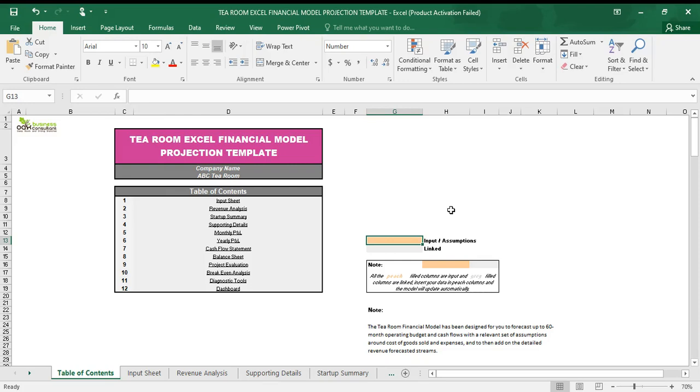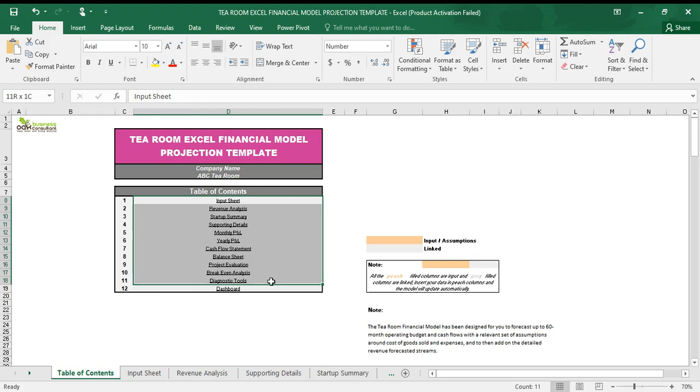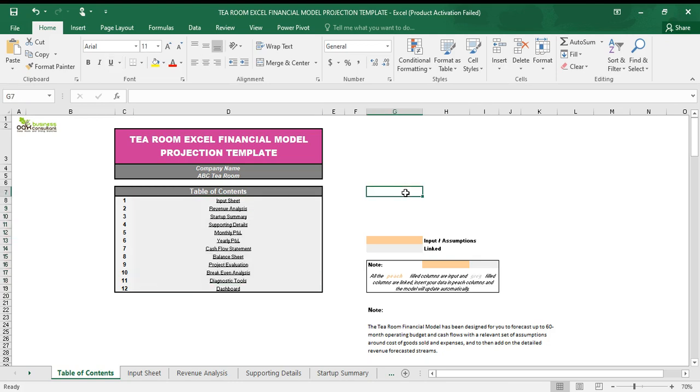Today we are back with a new financial model for tea room businesses. In order to review this model, we are going to go through these different sheets. But before we start, you have to know that these peach cells represent the assumption cells and the gray cells represent the formula or linked cells.